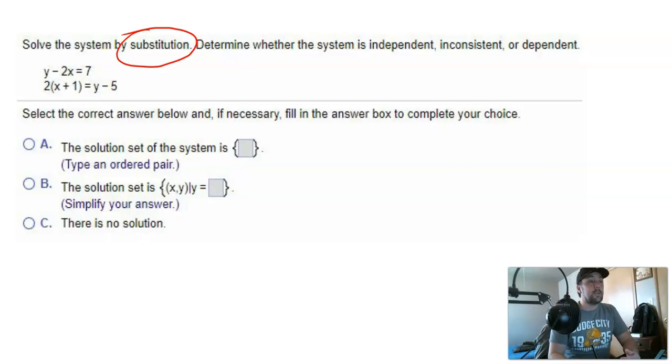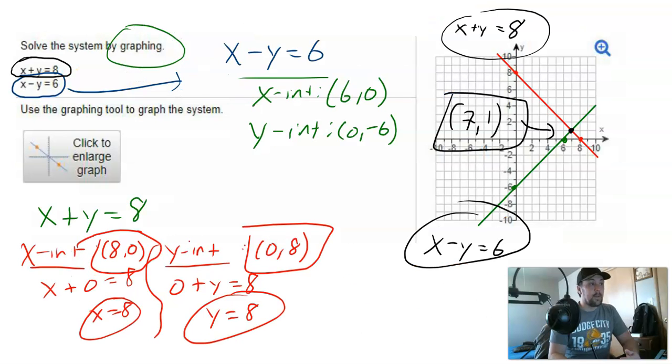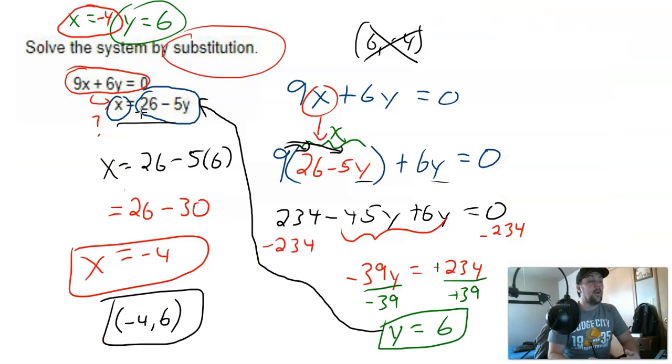So when we did substitution method earlier, it was set up for us to jump right into substitution, right? The bottom equation is already solved for x. That was necessary for us to do substitution right away.